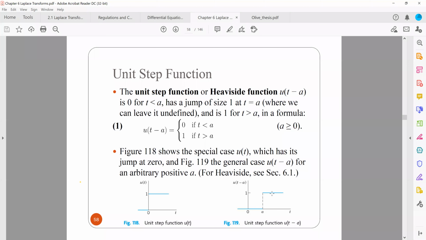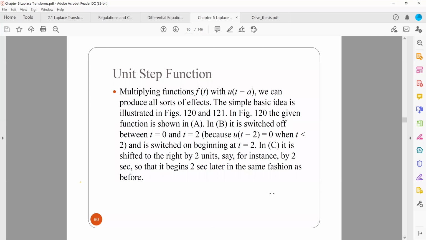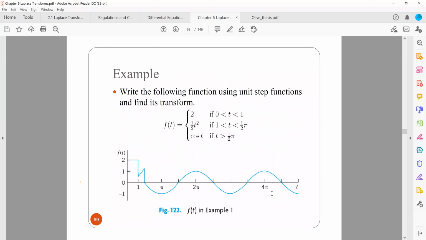Just always remember that anything multiplied by a step function, anything before that number in the step function, if it's 2, if it's 100, if it's 0, if it's 4, the other function only becomes active after t equals 4. Anything before that is just set to 0 because of the multiplication.